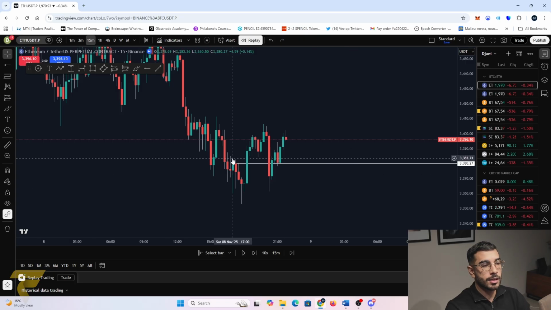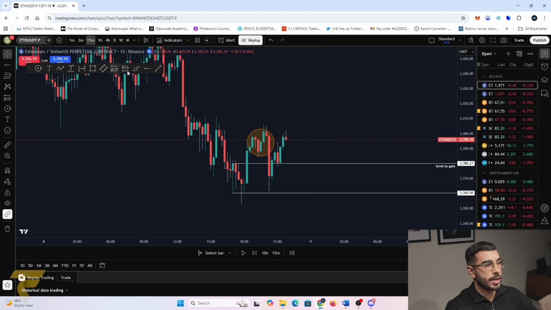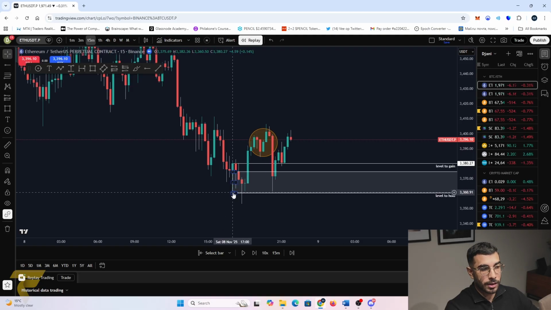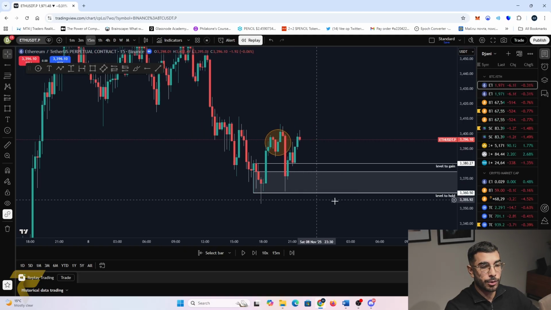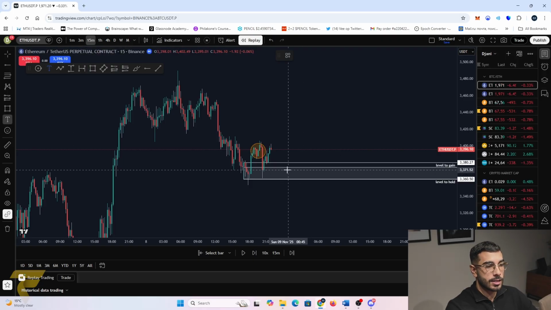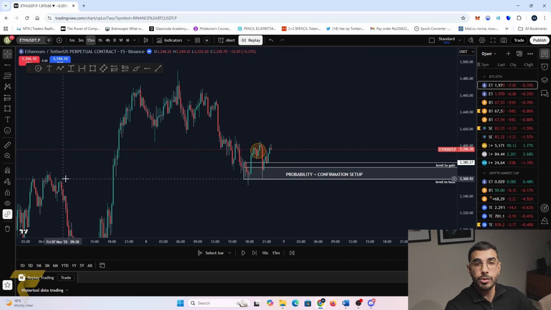As you can see here, this is what is called a move to the low. We gain this level, and then as you can see, this is the previous low. We are waiting for the retracement, and for the retracement itself we define the box by taking the bottom of the wick to the bottom of the candlestick. This is the probability and the so-called confirmation setup after touching the level from the left.